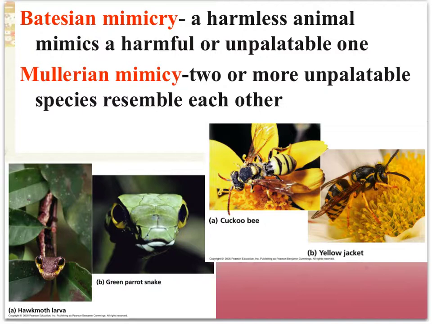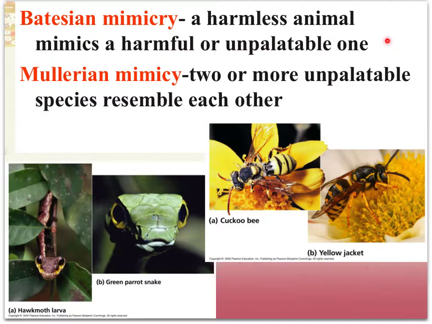All right, so there are two types of mimicry, and you don't really need to know the two types, but there's this Batesian mimicry, which is kind of interesting. This is the one we typically hear about, where a harmless animal has developed adaptations over time to mimic a harmful one, or one that's unpalatable to predators.